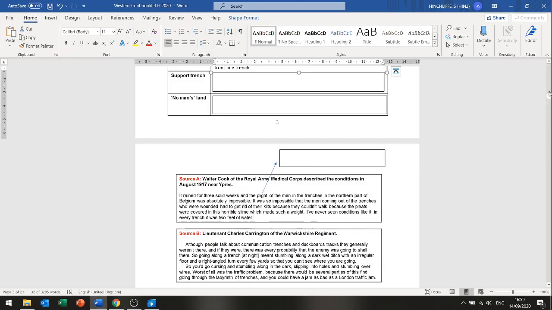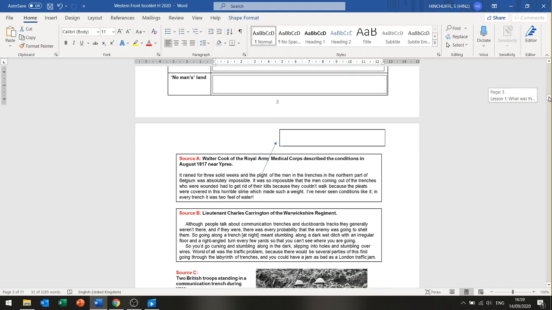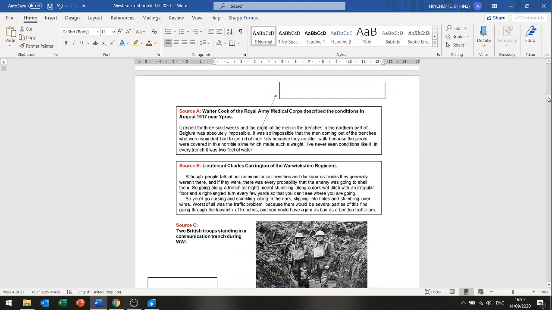Okay, so a major thing about what we're going to be doing is looking at some knowledge, but we're also really interested in the sources. When we do an assessment, we'll be looking at 2 sources, and we'll be trying to answer what they can tell us about a particular aspect of the First World War. Here we're interested in what it was like to be in the trenches.